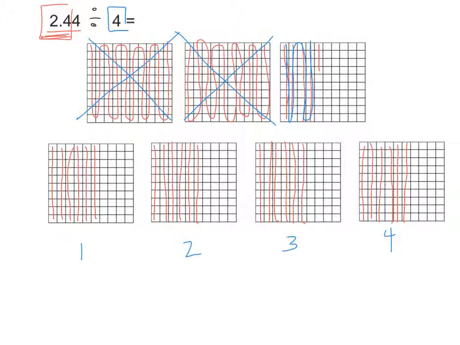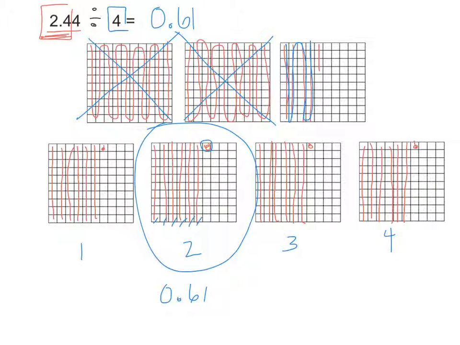So I have enough left that I can give each grid 1, 2, 3, 4 rows. And now I'm down to just 4 squares, or 400ths. So 1, 2, 3, 4. So for my final answer, I'm just going to pick one group to look at. And I can see that 1, 2, 3, 4, 5, 6 rows were shaded and 1/100th. So that's 61/100ths. So 2 and 44 hundredths divided by 4 is 0 and 61 hundredths.